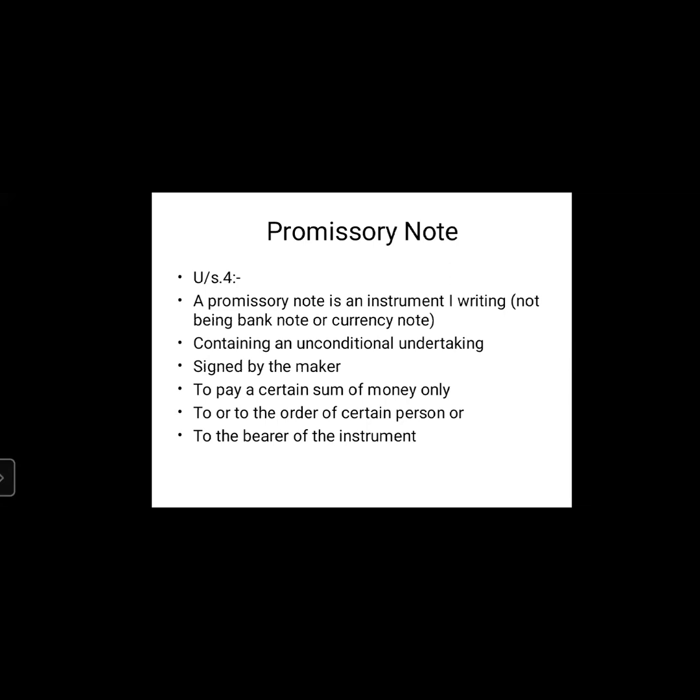Next one, signed by the maker. It has to be signed by the person, otherwise it will not be a valid promissory note. To pay a certain sum of money only. Certain sum of money means what? What do you mean by certain sum of money?